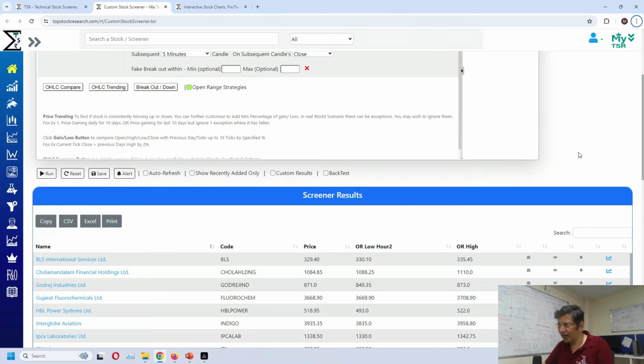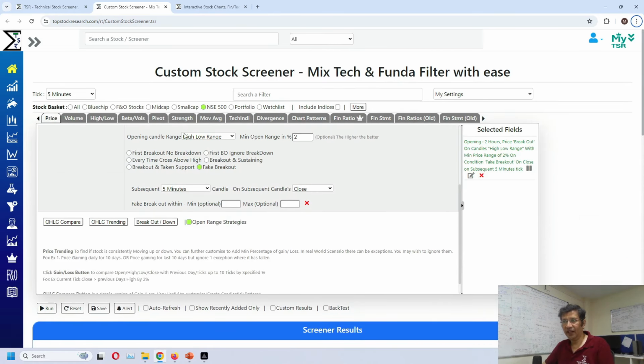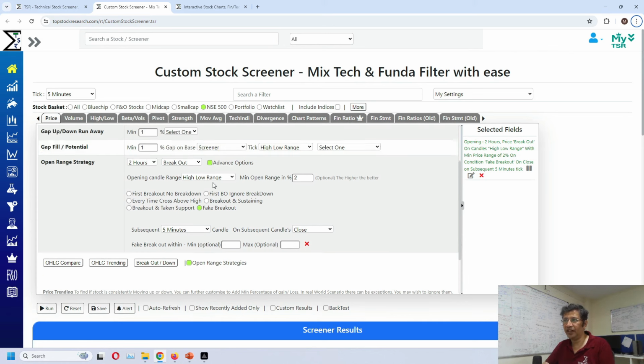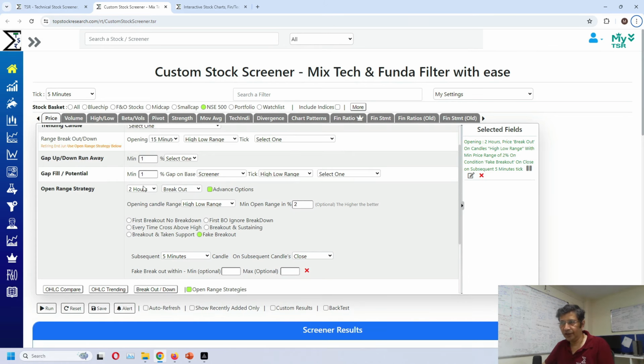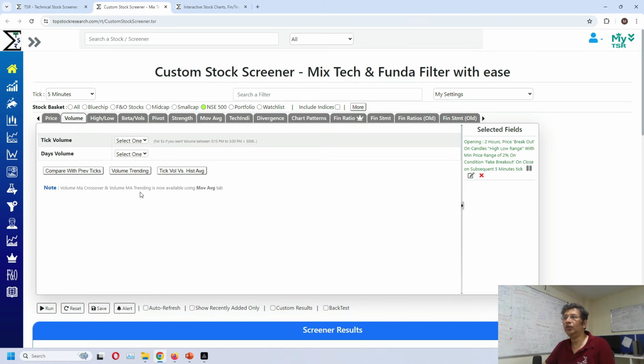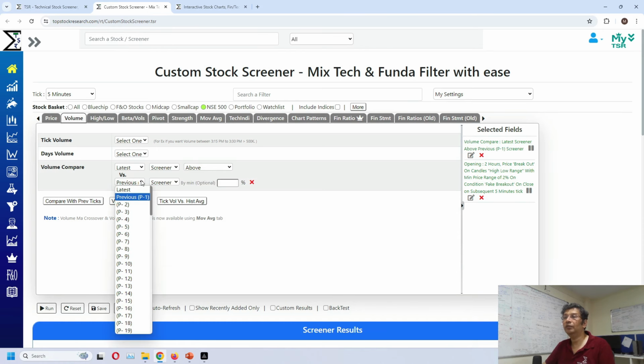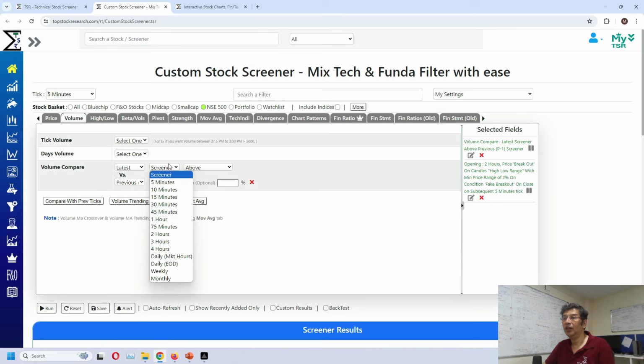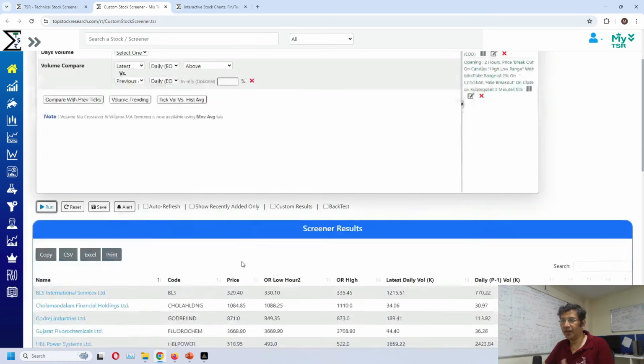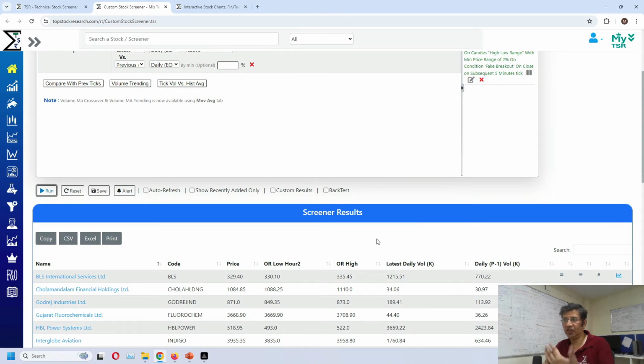Even though it is a standalone strategy in itself, what we have done is we have tried to put in a custom screener where you can easily use volume. You can compare with the previous day's volume. If you want to do that, just select the previous day volume and see how it compares to the previous day. That could be a good strategy. In this case, the previous day volume is higher.